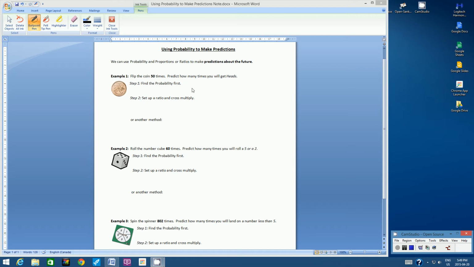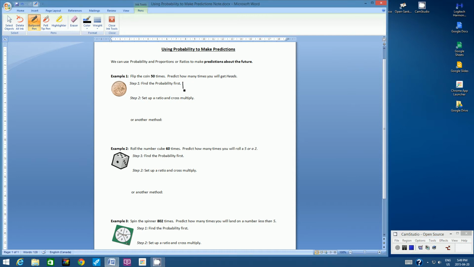Step 1, find the probability first. So that part should be pretty easy. So the probability of heads equals, now remember, there are two possible outcomes, heads or tails. And the favorable outcome of heads occurs only one time. So we have a simple probability fraction of 1/2. Now I don't want you to convert it to decimals or percents. We're going to leave it as fractions because we're going to use proportions or ratios.